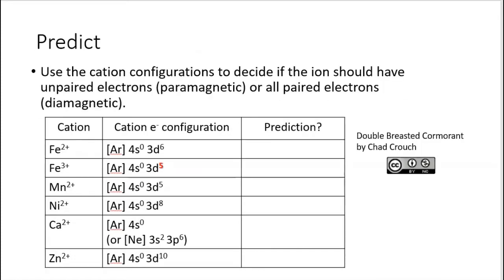Now that you have the configurations of the cations, it's time to make a prediction. So you're going to decide if the ion should have unpaired electrons, be paramagnetic and attracted to a magnet, or if it should have all paired electrons, be diamagnetic and therefore not be affected visibly by the magnet. So I'm going to give you 2 minutes to make your predictions.